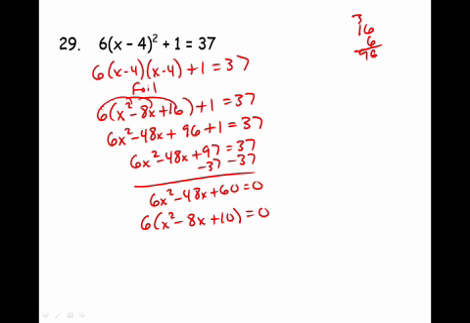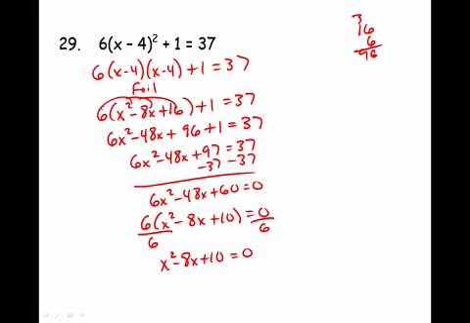And just like we did in a previous problem, whenever there's a number in front of there, we can divide both sides by that number to get rid of it. And then we need to solve for x. So try and factor this. It's not possible. Okay, the only way to get 10 is 1 times 10 or 2 times 5. We're not going to get the middle term we need.